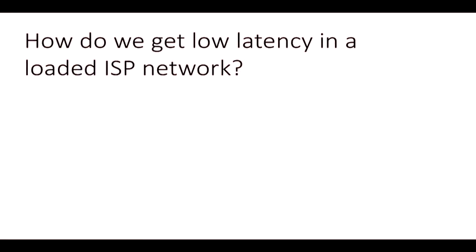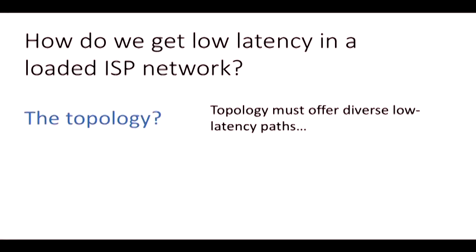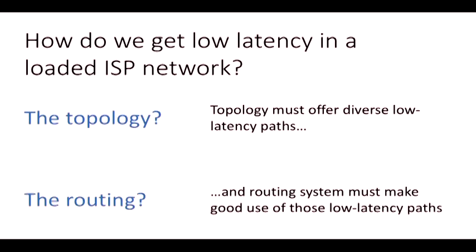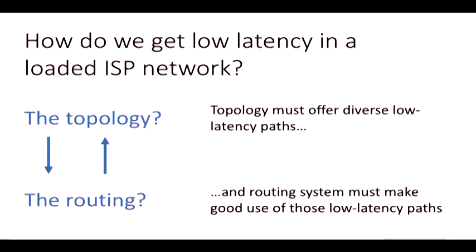Okay, so how are we going to get low latency in a moderately loaded ISP network? Well, we can start with the topology. Obviously, the topology must offer diverse low latency paths. Or we can look at the routing. Obviously, the routing system must be able to make use of such good paths. Clearly, there is a dependency between the two, and to the best of our knowledge, that dependency hasn't really been explicitly explored so far. Okay, so let's take a closer look.